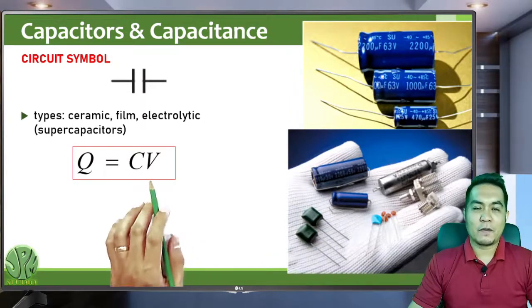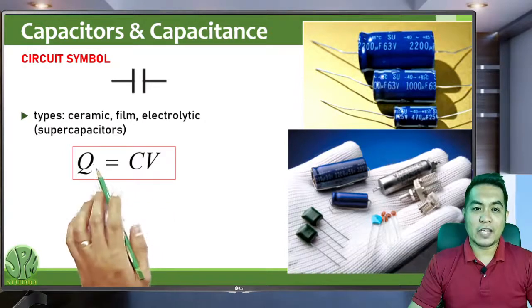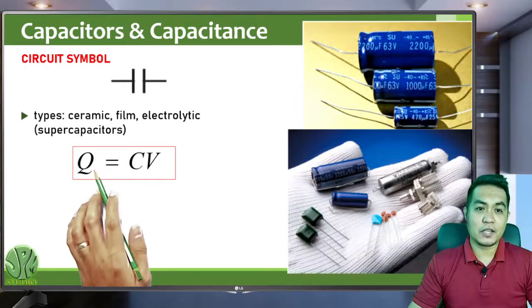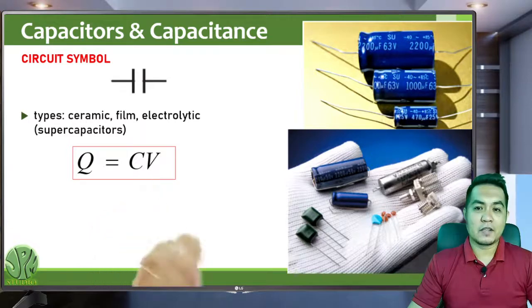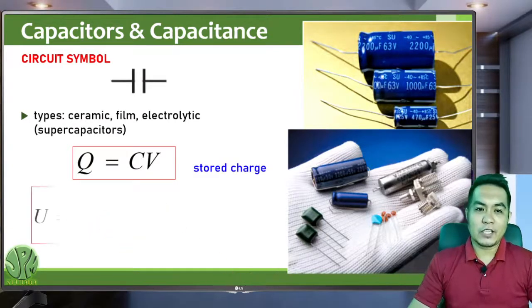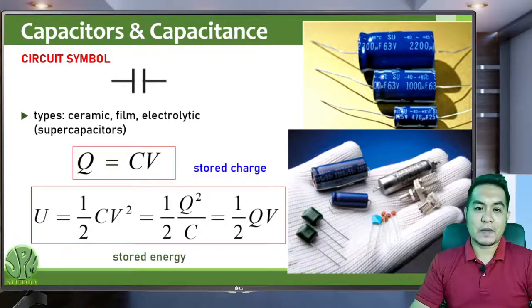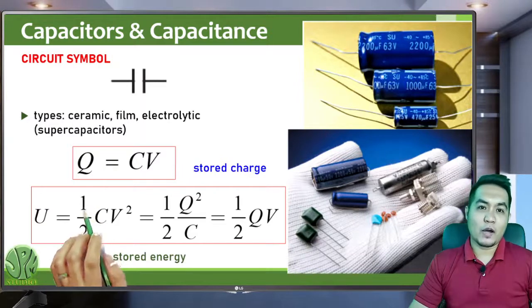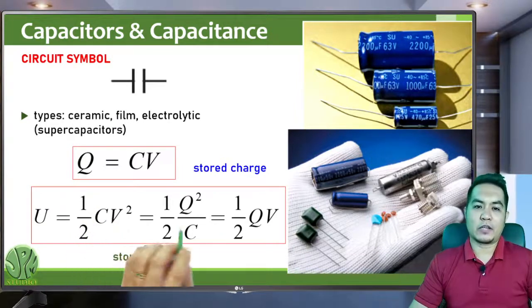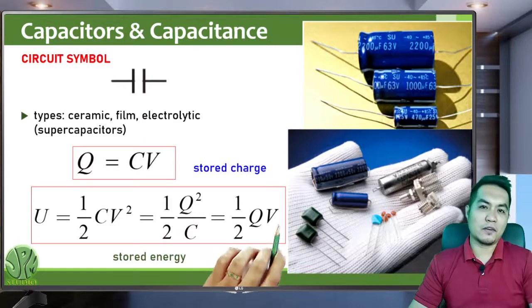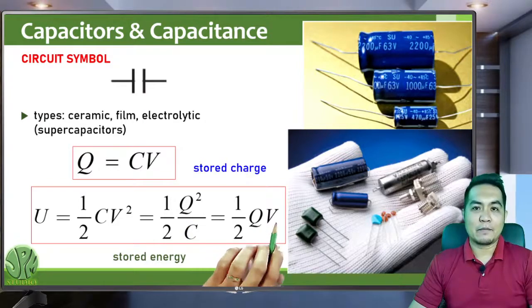From the equation for capacitance, we can solve for the charge. The charge is just capacitance times voltage. The stored energy in a capacitor is given by 1/2 CV squared, or it can also be Q squared over 2C, or 1/2 charge times voltage.